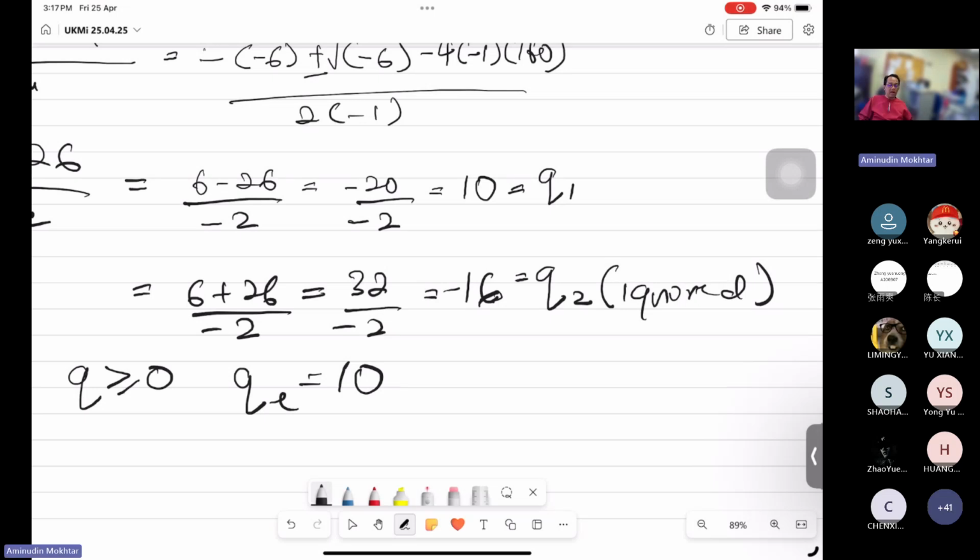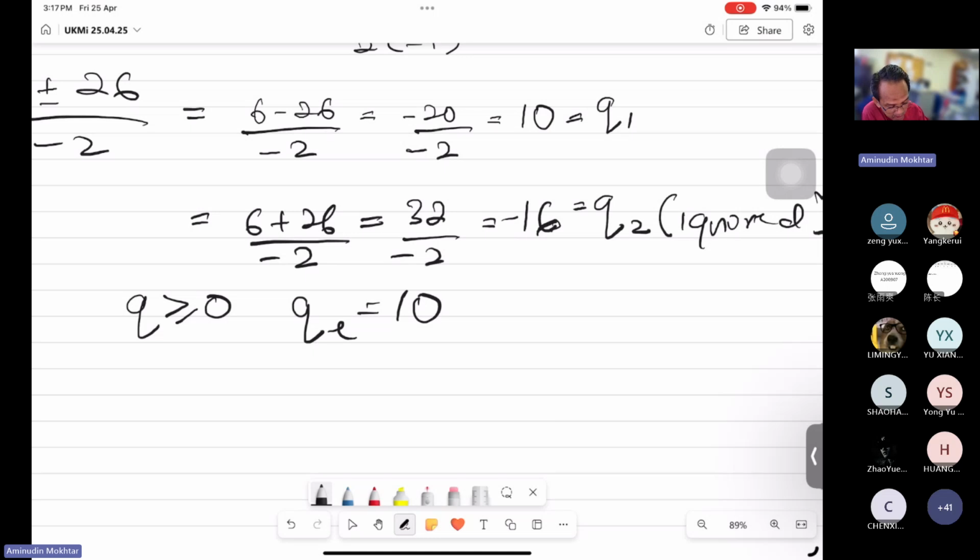Okay, that's for QE, the equilibrium quantity. So what is PE? Equilibrium price, the price at the equilibrium level. For PE, we just substitute QE equal to 10 into the demand or supply equation. You need to choose one of the equations. Let's say I choose demand, because the demand is linear, we can calculate it easily.